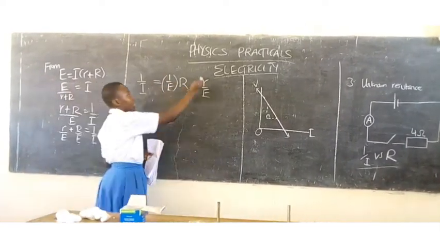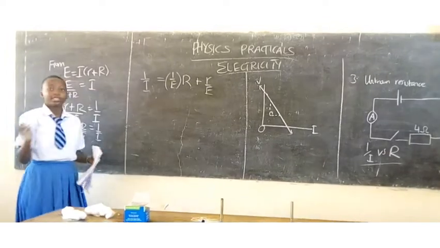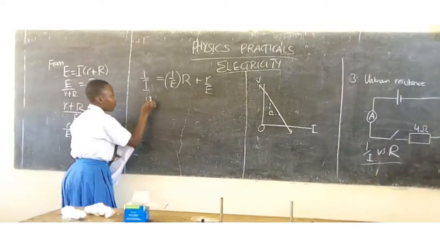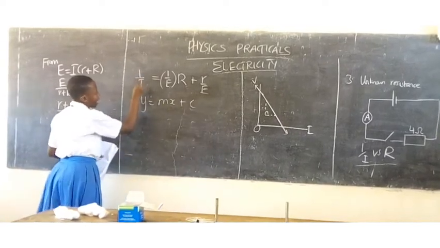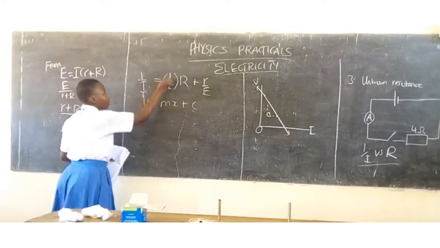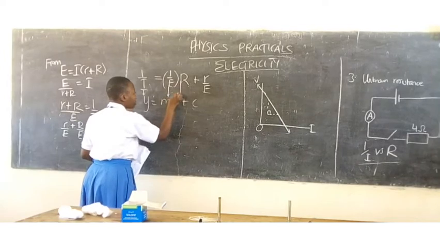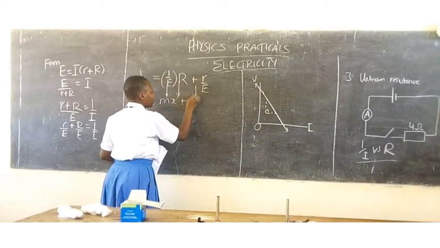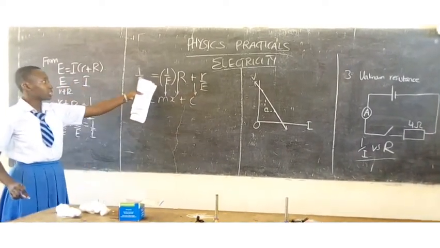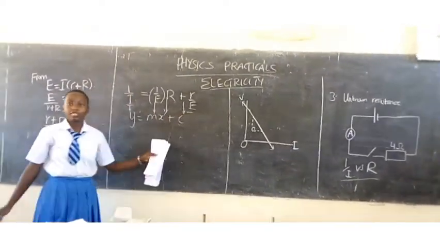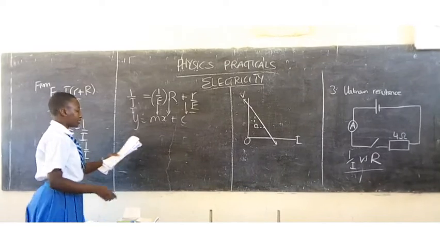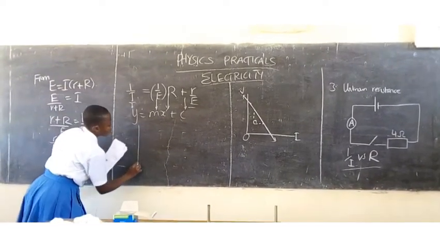1 over I is on the vertical axis, 1 over E is our slope, R is on the horizontal axis, and r over E is the intercept, from y equals m x plus c. This 1 over I corresponds to this y, 1 over E corresponds to this m, R to this x, and r over E to this c. So from this equation you can see that we're having a positive slope and a positive 1 over I intercept. It's as follows, the graph.